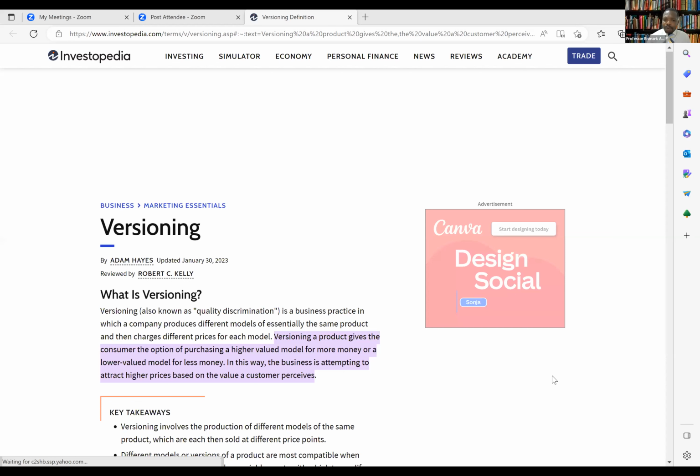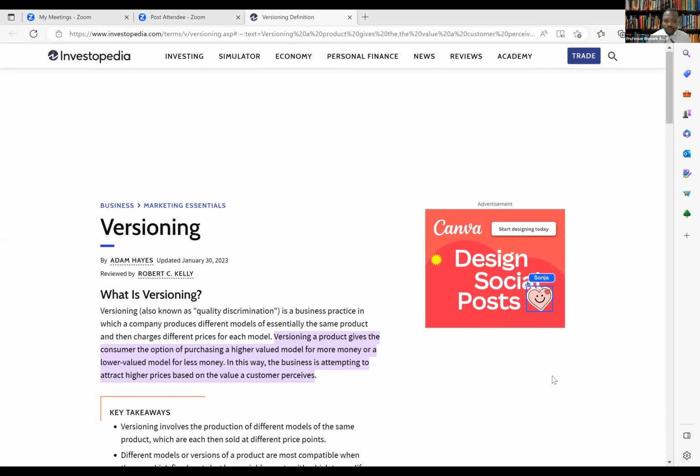So you have versioning pricing. Versioning is also known as quality discrimination. It's a business practice in which a company produces different models of essentially the same product and then charges a different price for each model.